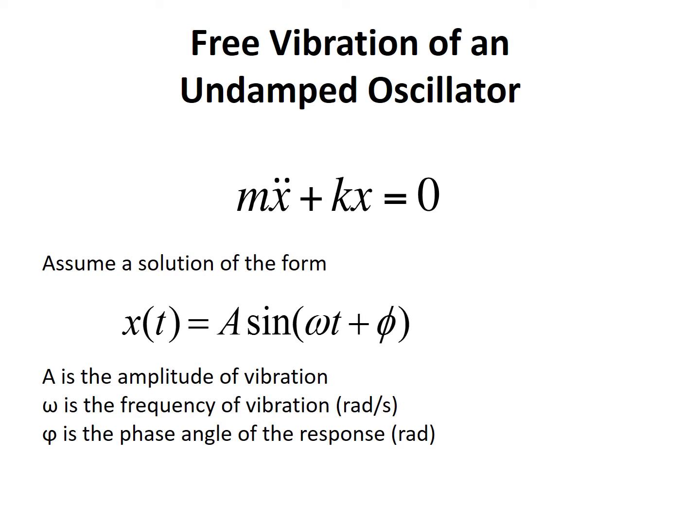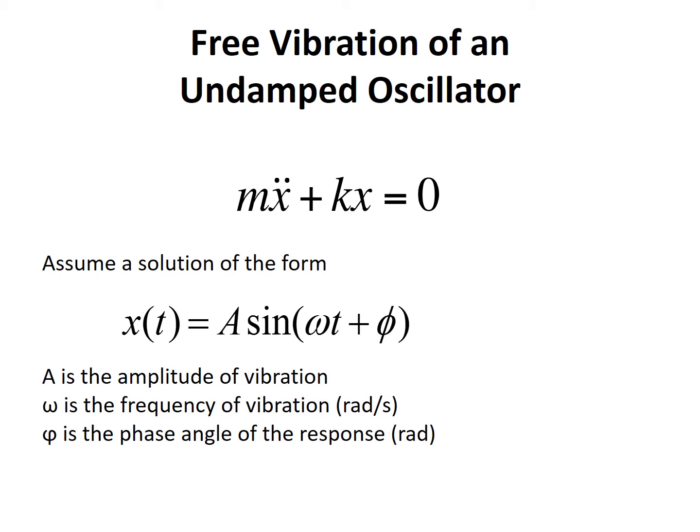Let's consider the undamped oscillator undergoing free vibration first. As we saw in the previous chart, the equation of motion for the undamped oscillator undergoing free vibration is m x double dot plus k x equals 0. Note that the time dependence of the displacement variable x has been eliminated for convenience.